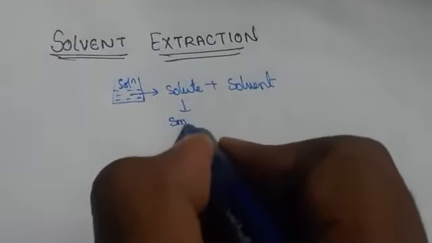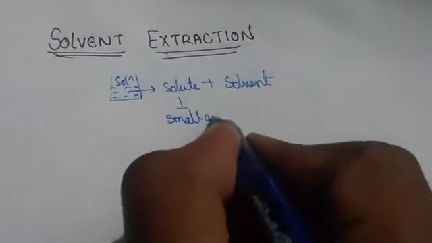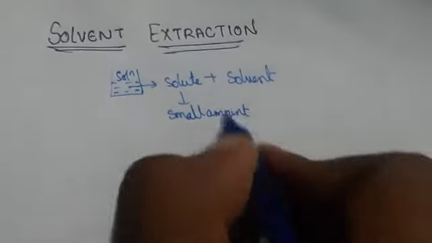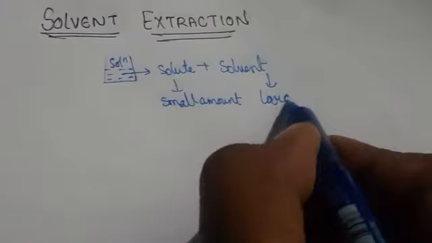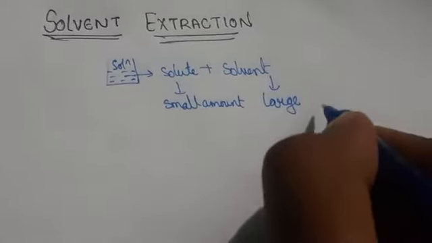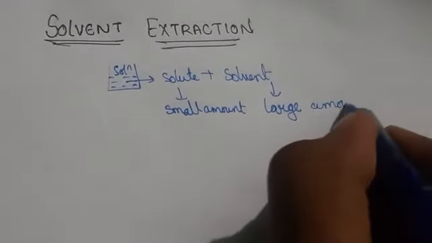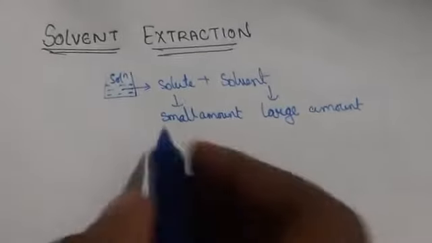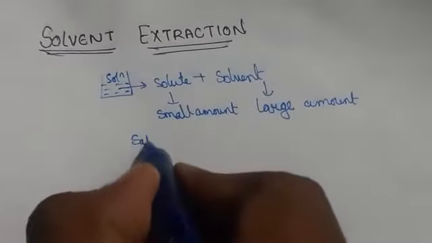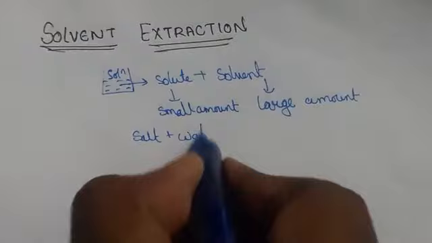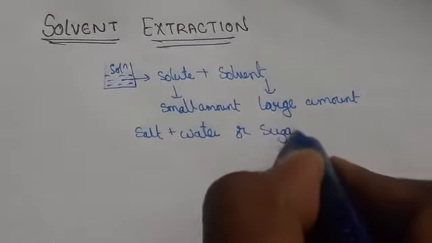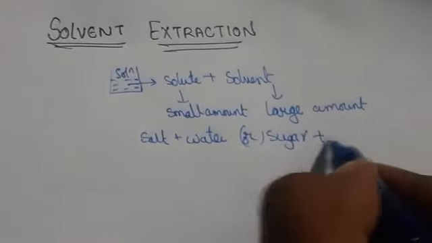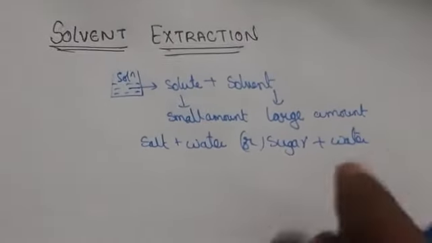Solute is nothing but what here? Small quantity, very small amount. If you take that one, we call it as solute. Solvent is nothing but large amount or larger quantity. So let us take one example to know this. Let us take salt water or sugar water. So these two are the examples.